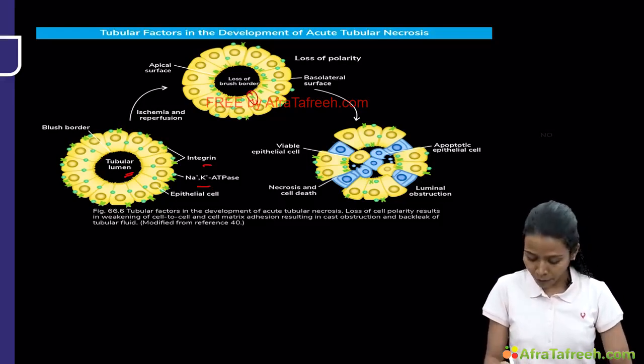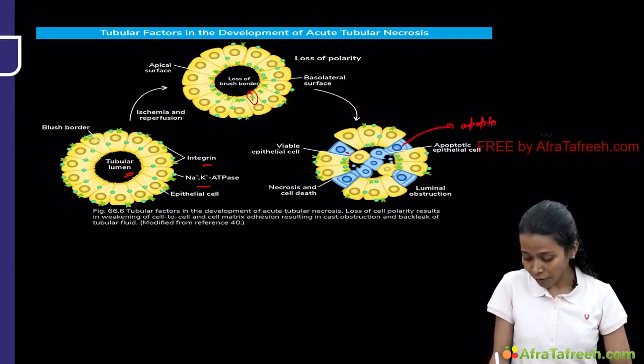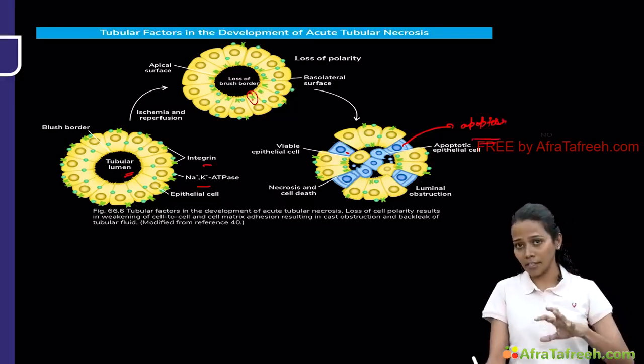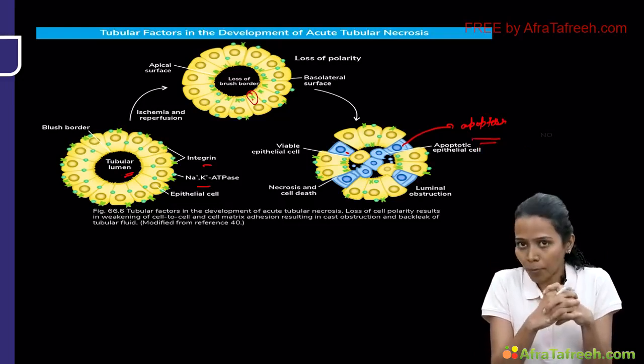Finally, what is going to happen is some of the cells are going to undergo apoptosis. So when we call it ATN also, mostly it is not necrosis. Necrosis can be seen only in 10 to 15% of cases. It is mostly apoptosis.